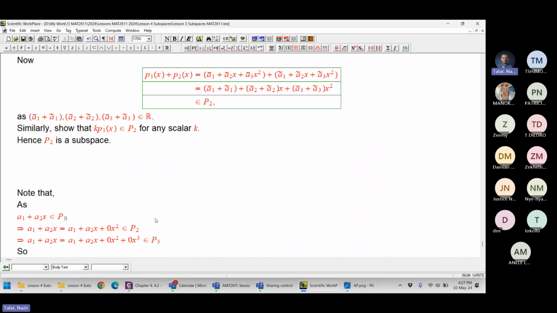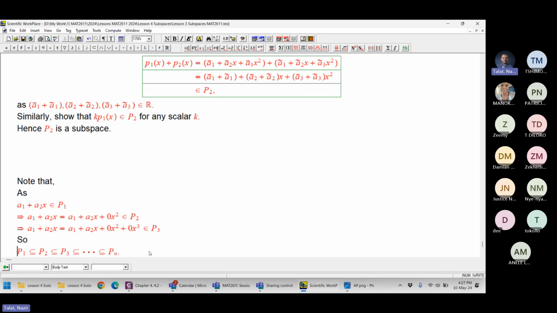P1 is a polynomial of degree 1. So it means if we take any a1, a2, a polynomial like a1 plus a2x belongs to P1. And a1 plus a2x, we can write as a1 plus a2x plus 0x square, that belongs to P2. And similarly, a1 plus a2x, one can write as a1 plus a2x plus 0x square plus 0x cube, that belongs to P3.